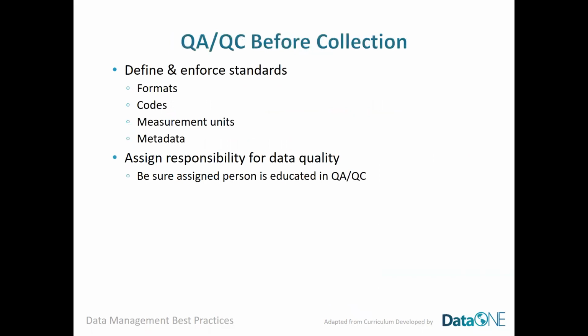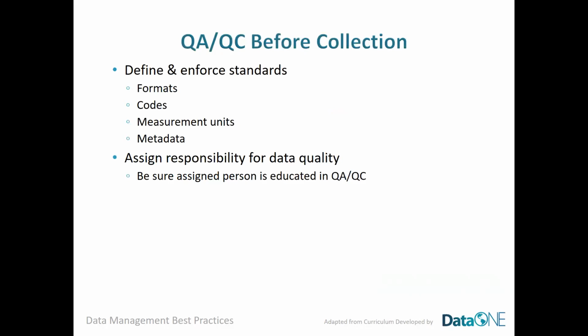So the remainder of this module will cover some best practices for quality control and quality assurance for the different stages of a research project. First, before data collection, you should think about defining and enforcing some standards that will be used during the project. Consider formats that will be used for the data tables or data entry forms. Also, if abbreviations or specific codes need to be used, they should be defined up front so that everyone involved understands what they are. Measurement units should also be specified, and relevant metadata should be identified prior to data collection.